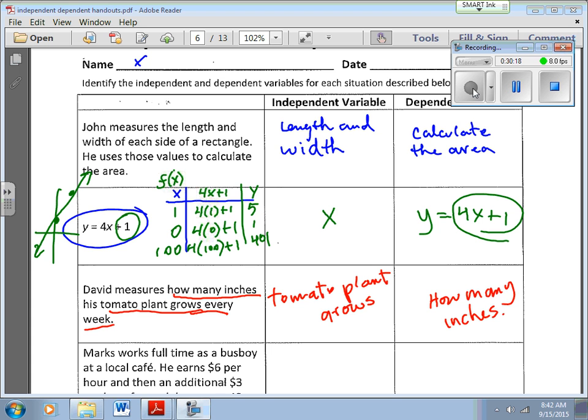No, I think the amount of hours that you work depends on how much money you make. That's what I think. How does that even make sense? Look, the amount of hours he works can change with the amount of money, but the amount of money he earns depends on the amount of hours he works. The amount of hours he works depends on the amount of money he makes. That makes sense.